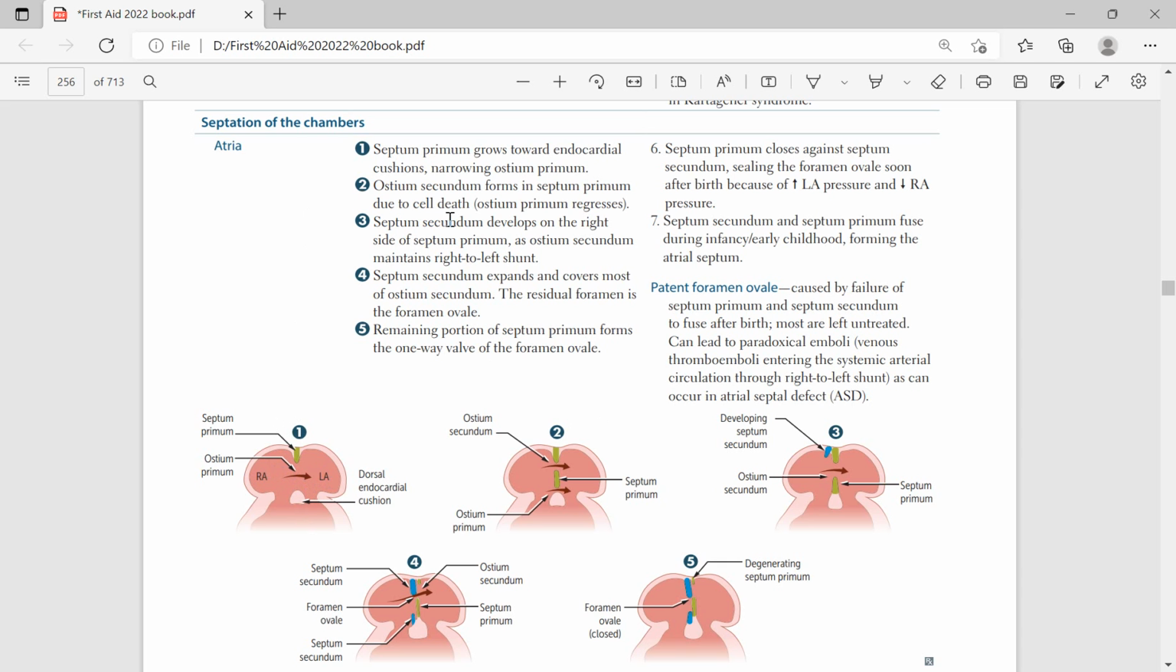Second step: ostium secundum forms in septum primum due to cell death. This is ostium secundum. So septum primum grows and a canal is formed; this is called ostium secundum. Ostium means canal. It forms in septum primum due to cell death. Here cell death occurs, so it becomes a canal.